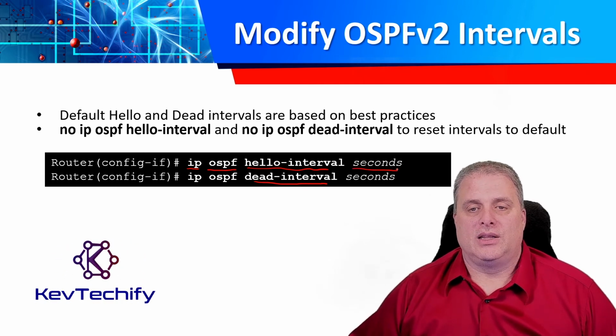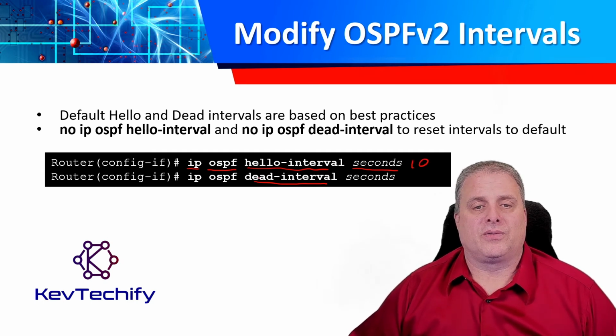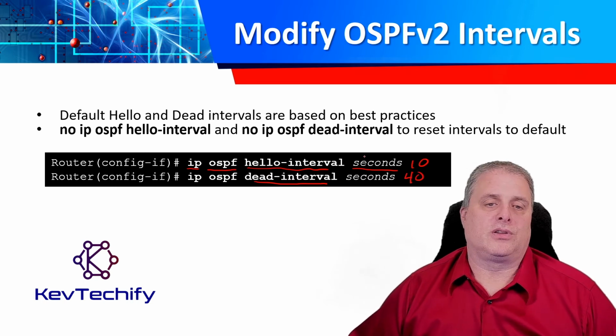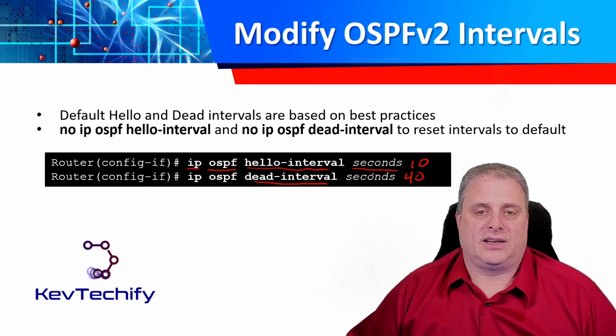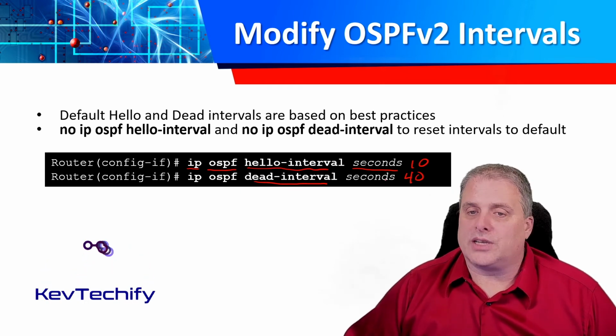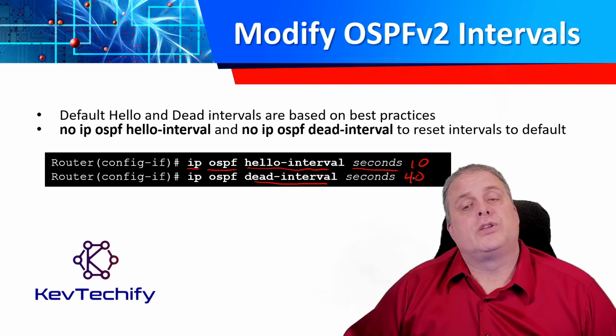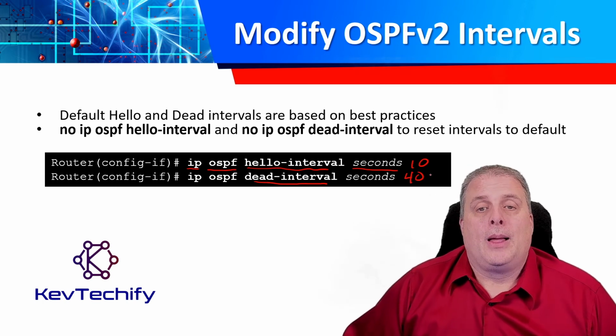Once again, the default for the hello is 10. The default for the dead interval is 40 if you have the default for hello set at 10, because it's 4 times the hello timer. You can specify these 2. It doesn't always have to stay as 4 times the hello timer. You could specify it differently. Best practices, these are the numbers you should keep.